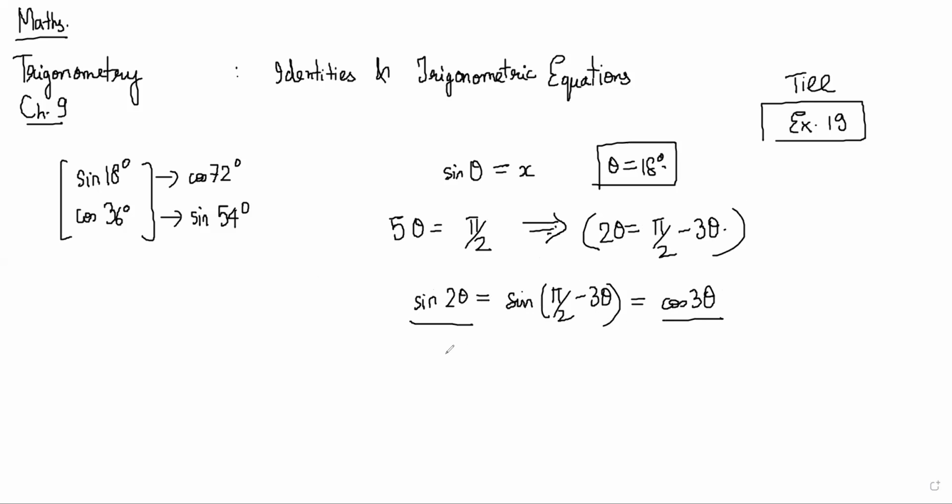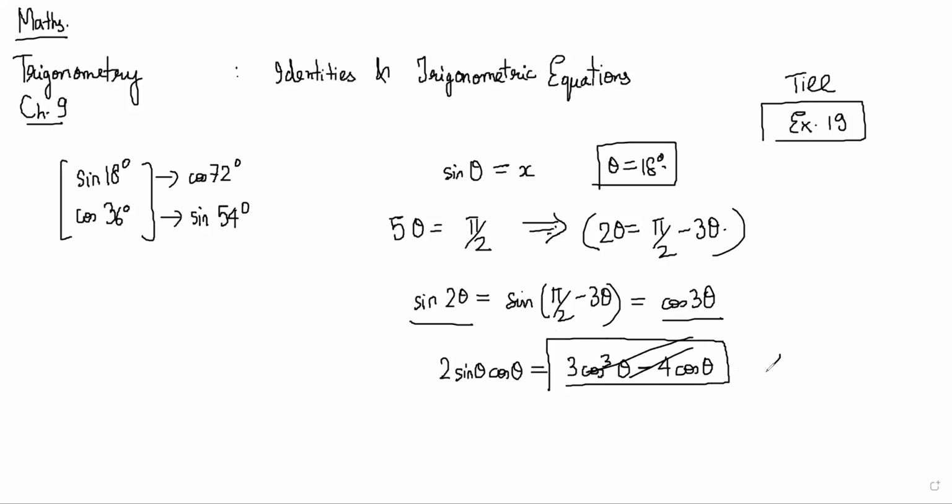Now we'll convert this. We'll say 2 sine theta cos theta is equal to cos 3 theta. What is the formula? You need to remember it. Okay, wait, I feel like I have made a mistake. It is 4 cos cube theta minus 3 cos theta.